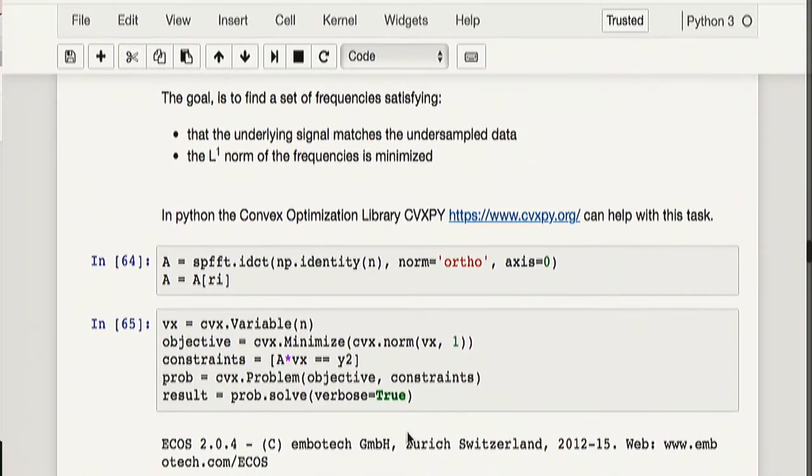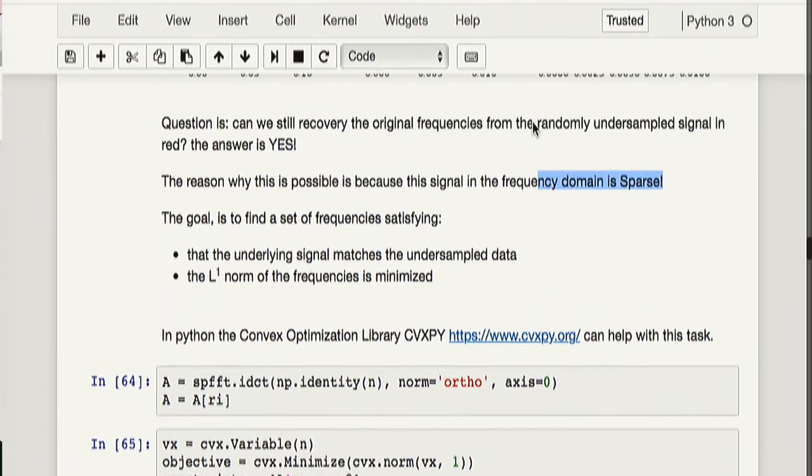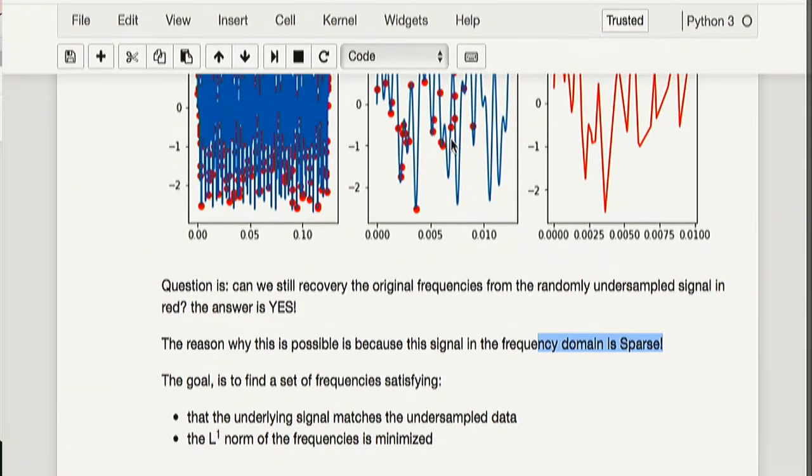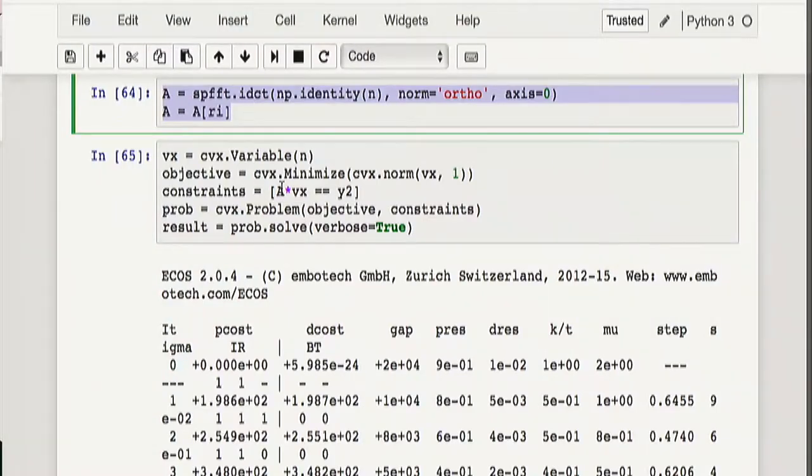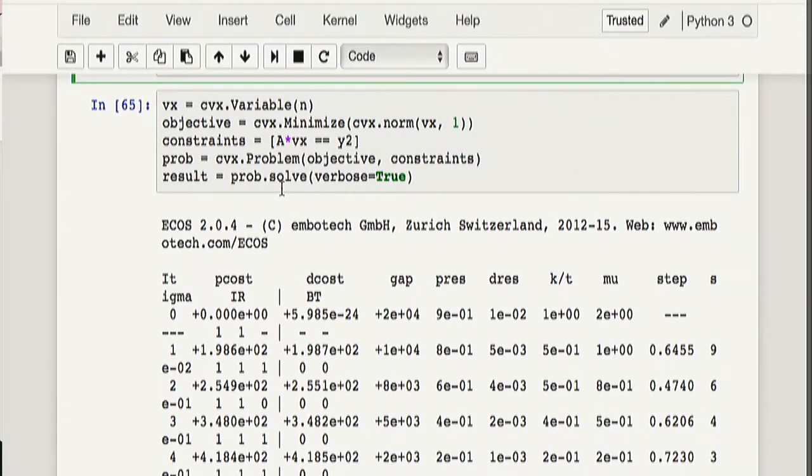So in this case, the objective is to find a signal that matches, in the best possible way, the sample data, the randomly sampled data. And second, we need to minimize the L1 norm of the frequencies of the signal. Through the convex optimization library in Python, we can solve this through the generation of this matrix. I will talk to you about this matrix in just a few seconds. This is a matrix that corresponds to the inverse discrete cosine transform of an identity matrix. And through the use of this matrix, we will define the convex optimization problem this way.